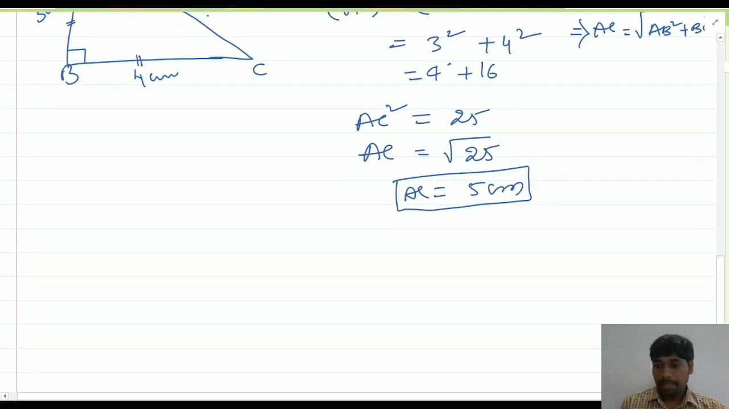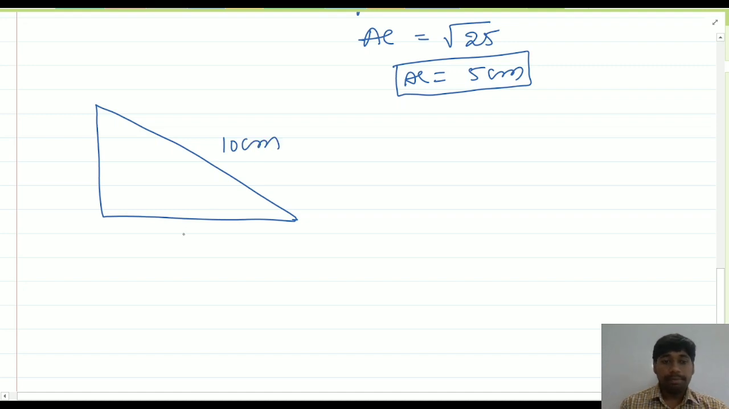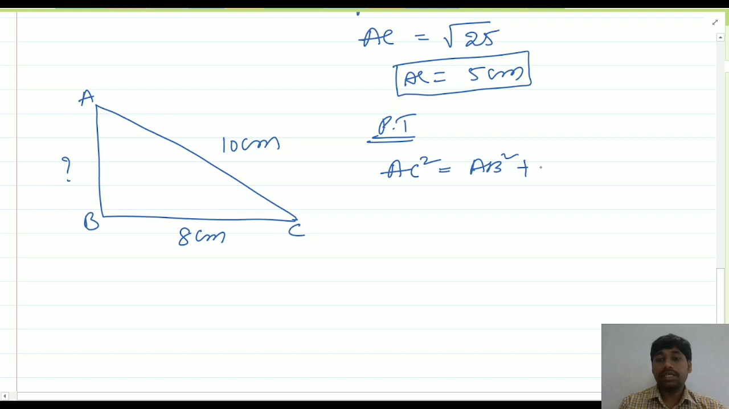Let us see. There is a triangle whose hypotenuse is given this time. It is 10 centimeters. Base is given as 8 centimeters. This is A, B, C. Now this time the hypotenuse is given, and one side is not given. So in that particular case, we can solve again with the help of the Pythagoras theorem, that is hypotenuse square is equal to AB square plus BC square.